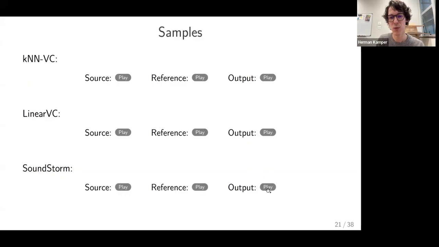Okay, I'll play the Soundstorm one. Now, the interesting thing about this is that there's actually a lot of noise in the reference. Both KNN VC and linear VC kind of clear up the noise a little bit. Soundstorm does a much better job of clearing up the noise.